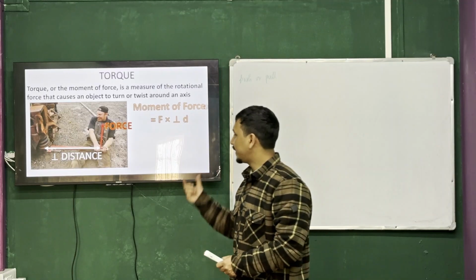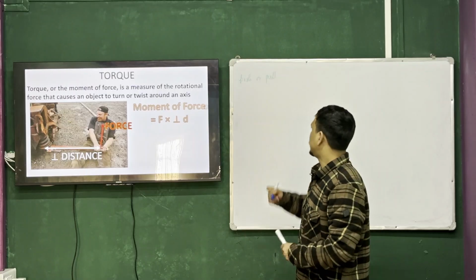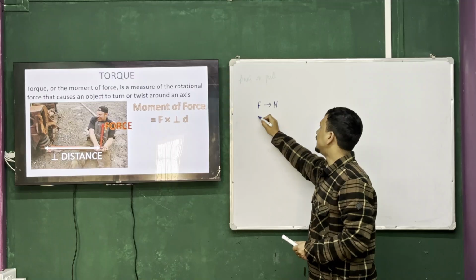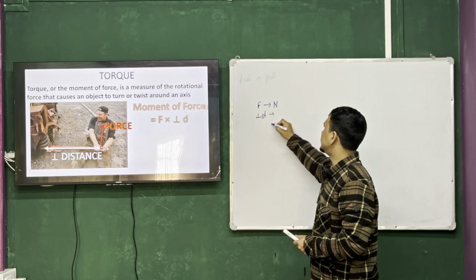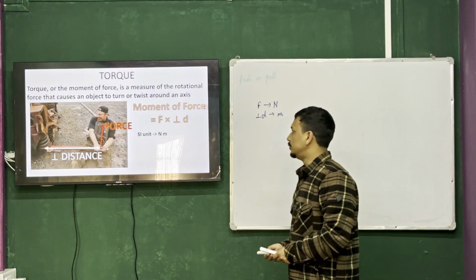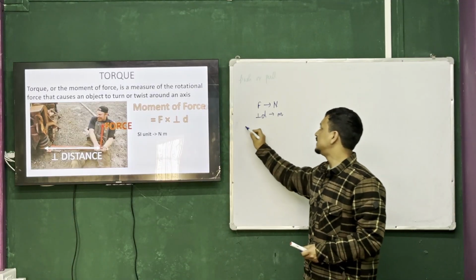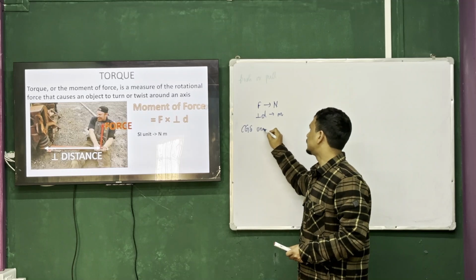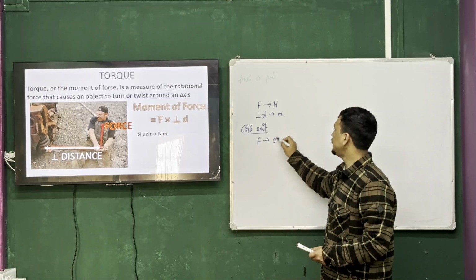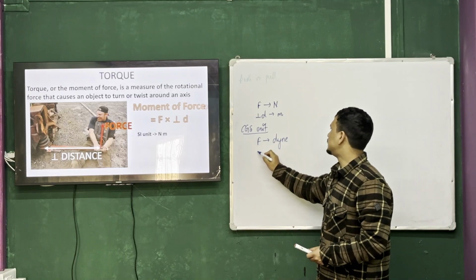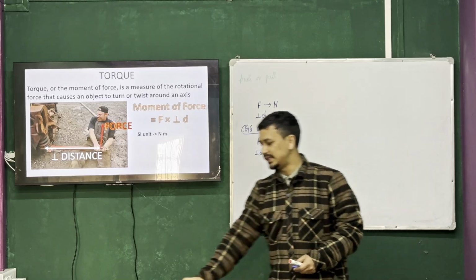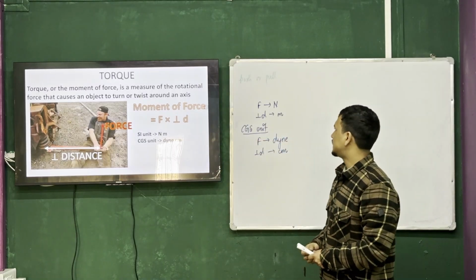Can you figure out what its SI unit will be? Yes, because the SI unit of force is Newton, and the SI unit of distance is meter. So the SI unit will be Newton meter. But what will be its CGS unit? Yes, very good, because force is measured in dyne and perpendicular distance is measured in centimeter. So the CGS unit will be dyne centimeter.